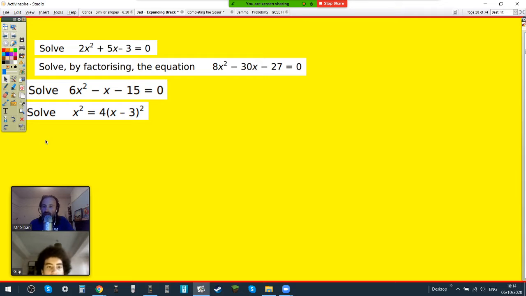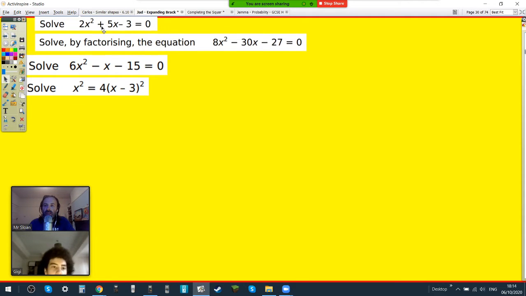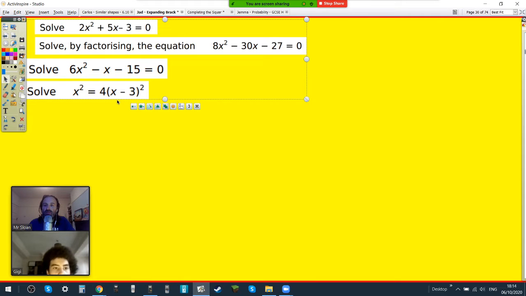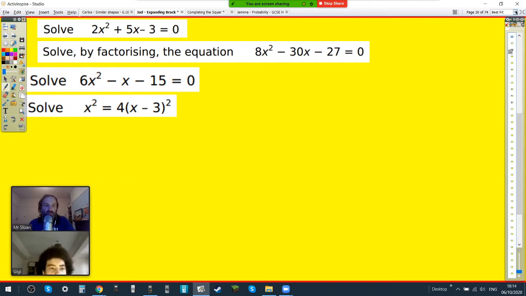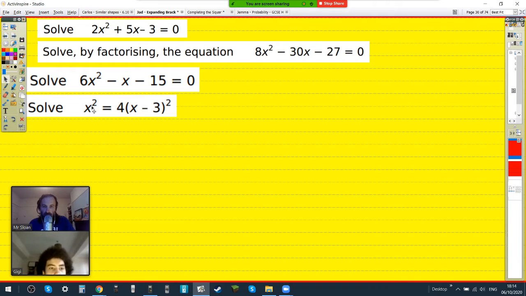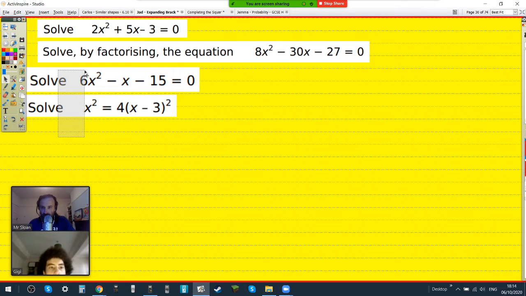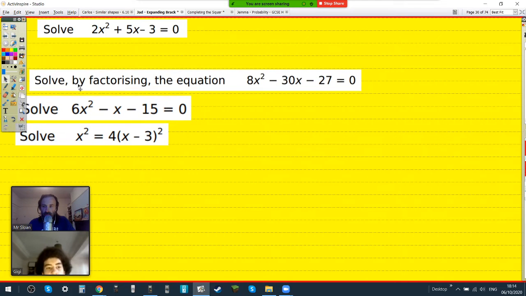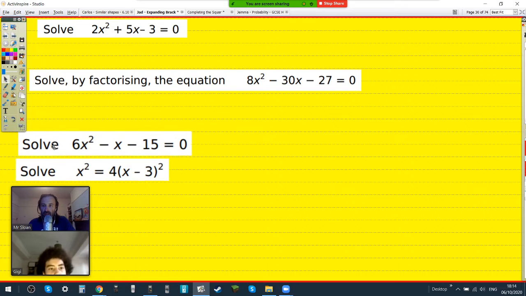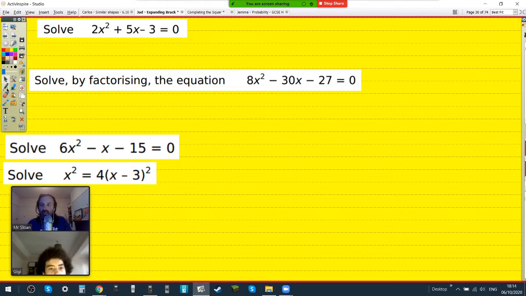So this is the trickier type. Do you know how to factorize this one when it's not 1x squared? 2x squared. Would it be x squared and x squared in brackets? The easiest way to keep the two brackets the same is to do 2x and 2x, and the whole thing is divided by 2.